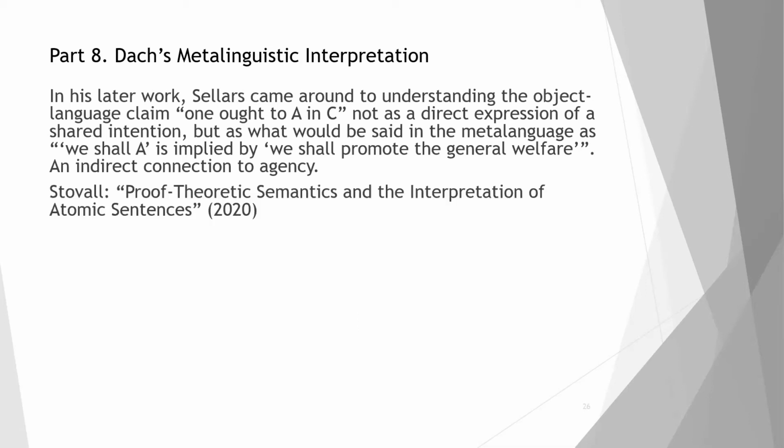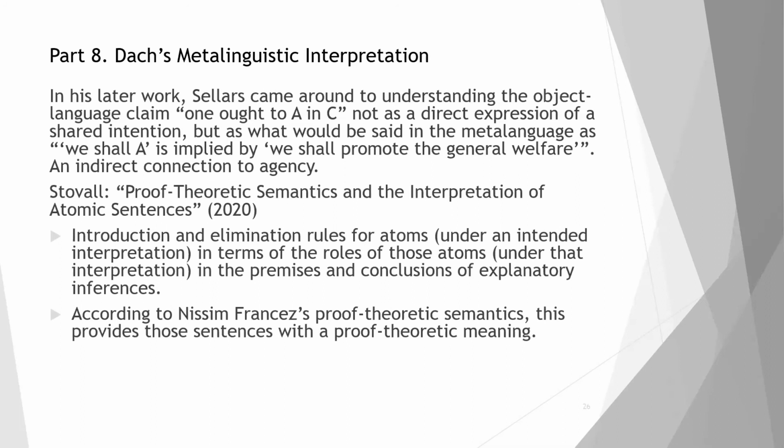Now, in other work, I've argued that you can give an interpretation of the atomic sentences in proof theoretic semantics in terms of the role of those sentences as premises and conclusions in inference. So the meaning of a sentence in proof theoretic semantics is the role it plays in explaining things and being explained by things. This gives you an introduction and elimination for atoms under that intended interpretation. Nissim Francez has this book on proof theoretic semantics where he lays this out, and he uses introduction and elimination rules for specifying the meaning of a sentence.